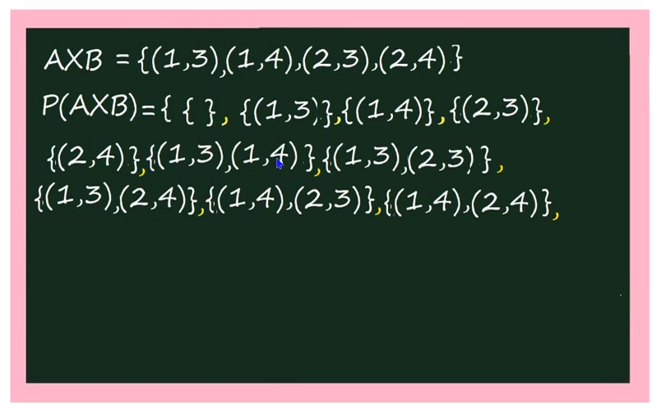And the last one is the third and fourth elements, (2, 3), (2, 4). And these are the subsets of A cross B which contain two elements.